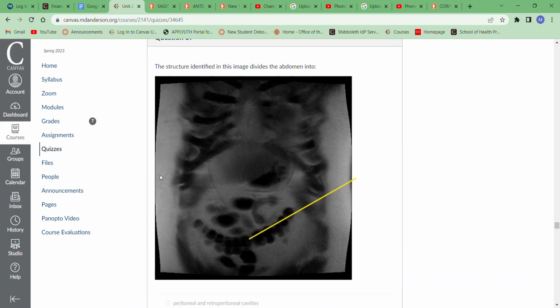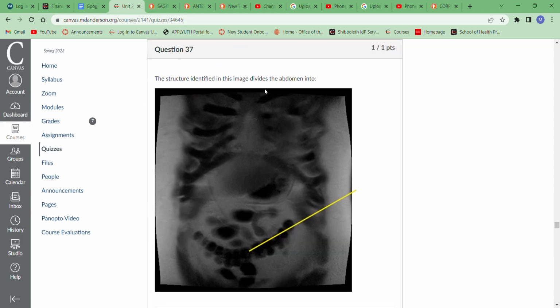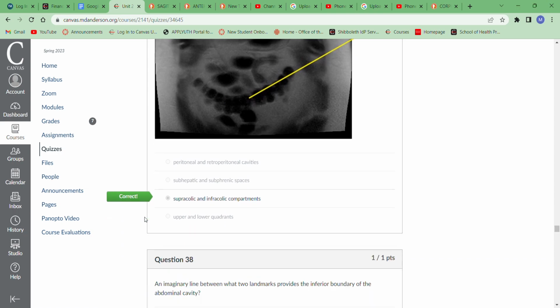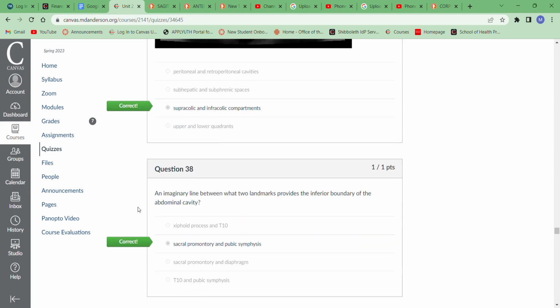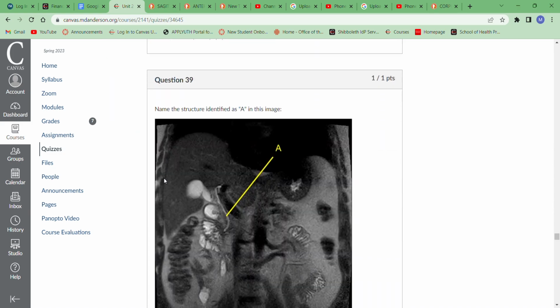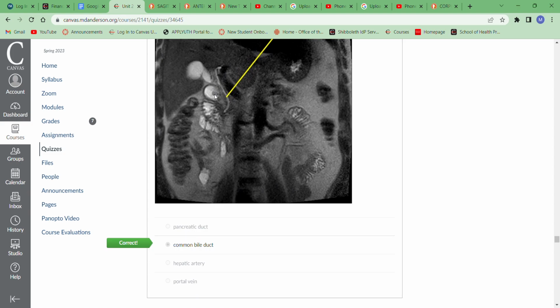The structure identified here is the supracolic and infracolic compartments. Oh, I see. The structure identified in this image divides the abdomen in two, and that's the transverse colon right there, and it divides the abdomen into supracolic and infracolic compartments. An imaginary line between what two landmarks provides the inferior boundary of the abdominal cavity? The sacral promontory and the pubic symphysis. Name the structure A. That is a vessel. That is the common bile duct.